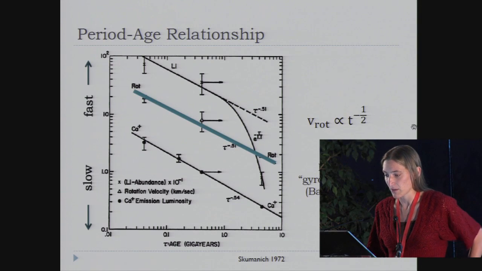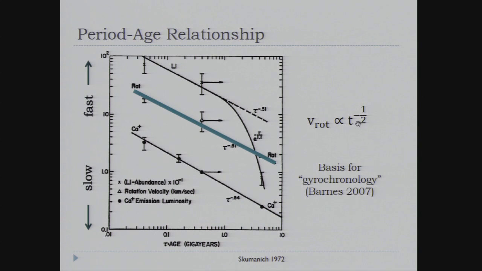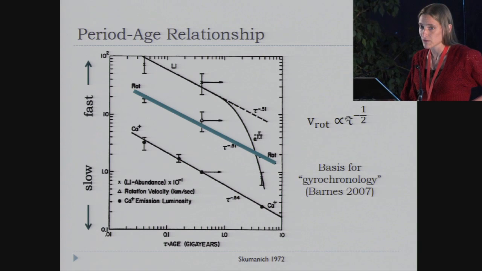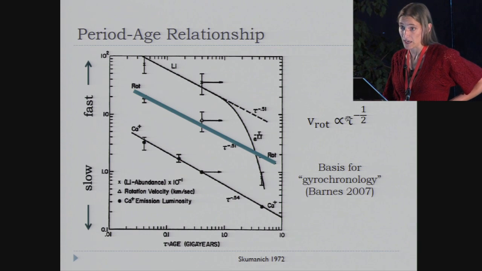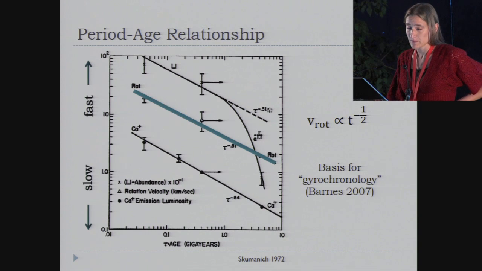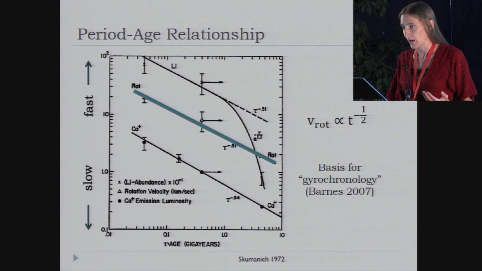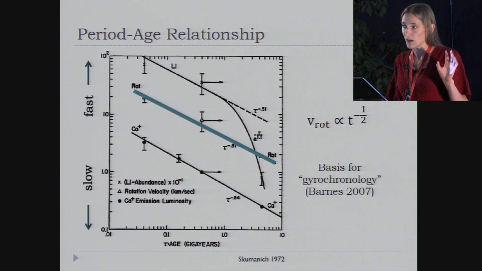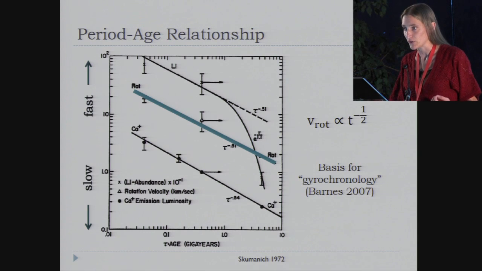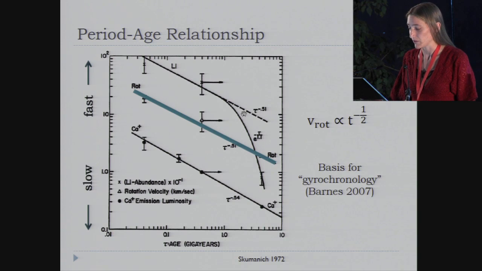So Savita showed you this plot already. This is the Skumanich paper from 1972, where he showed that there's a relationship between the rotational velocity of stars and their age, that it declines as 1 over the square root of the age. This is the basis for gyrochronology, the idea that you can measure a rotation period and an age in systems where you can get independent calibrators, and then given a period for a random field star, you're able to determine an age. And this is hard to do in other ways for a random field star.